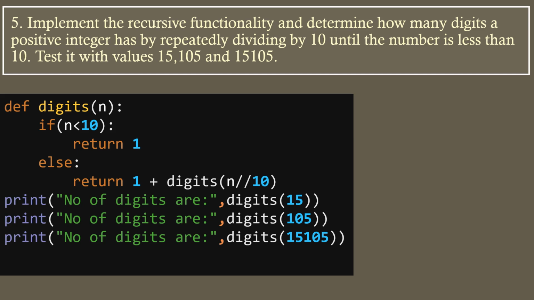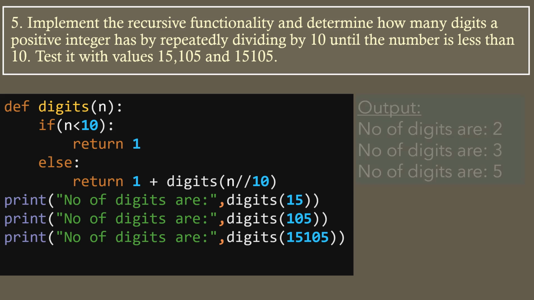Now we have called this function with three values, 15, 105 and 15105. You can see the output is like this. Number of digits in the first case is 2, second case is 3, third case is 5. Every time the recursive call is made, your number becomes n floor division 10. That means one digit is deducted from this number and that is added as 1 over there. Like this it will continue till your number becomes a single digit number. Then it has to return the final value as 1. So this is how you'll get the output.